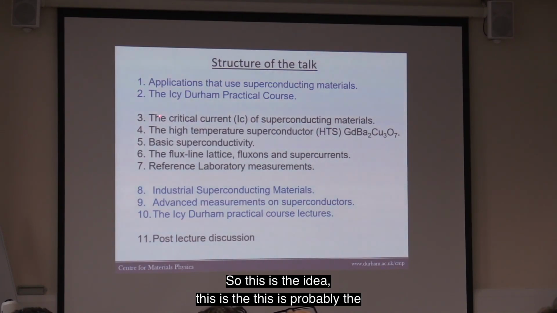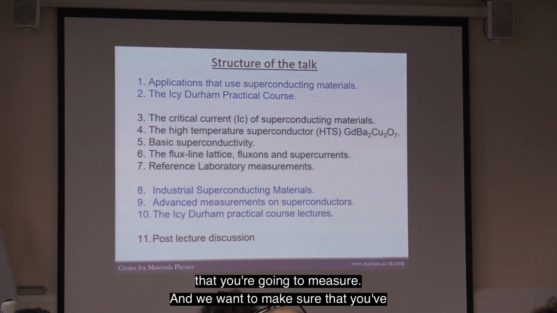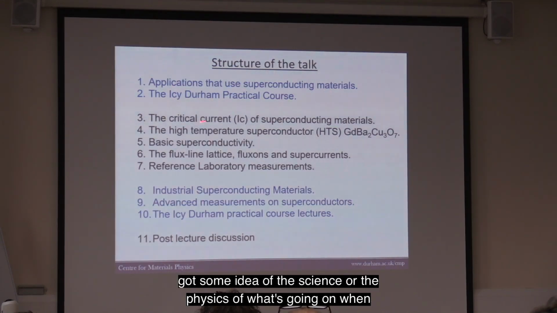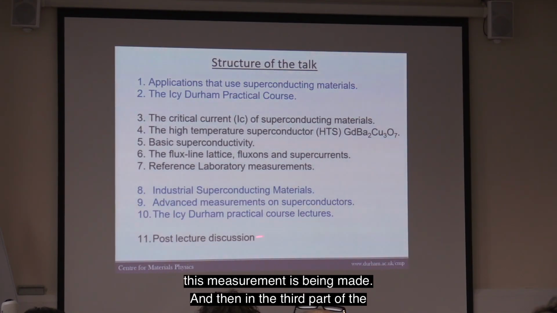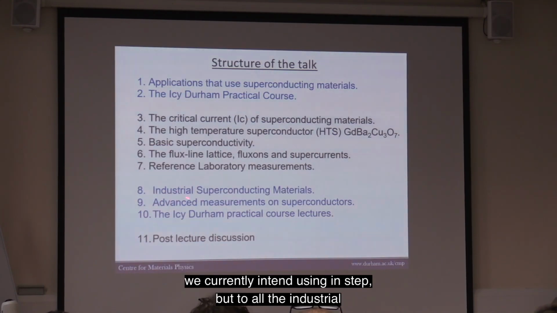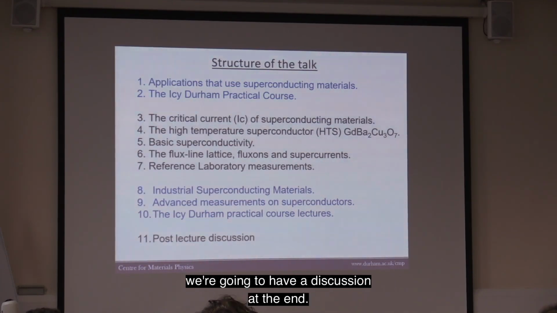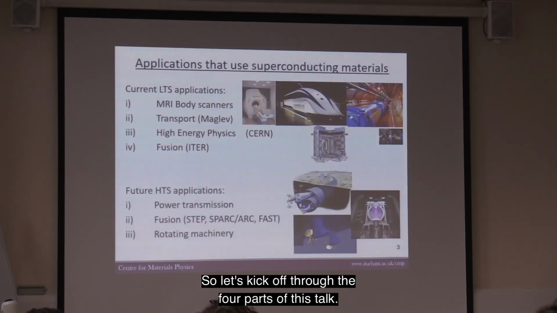This is probably the most important parameter. The reason that we use superconducting materials, this ability, this critical current that you're going to measure, and we want to make sure that you've got some idea of the science or the physics of what's going on when this measurement's being made. And then in the third part of the talk, we're going to look at not just the superconducting material that we currently intend using in STEP, but at all the industrial superconducting materials, look at the lectures, and then we're going to have a discussion at the end. So let's kick off through the 4 parts of this talk.